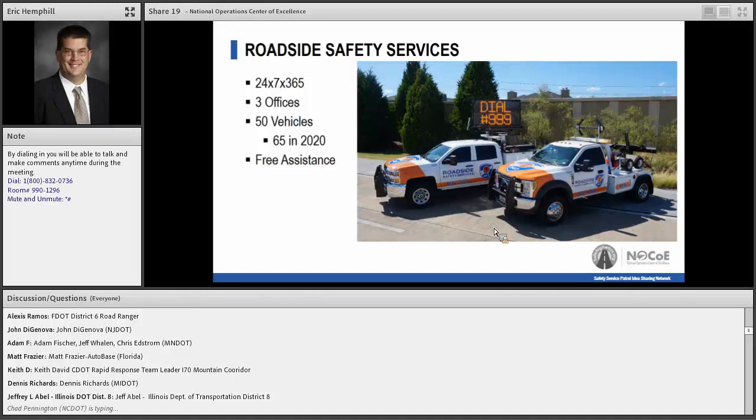For commercial vehicles, they get 60 minutes, but we do have a trip program much like Atlanta, but we're not talking about that today.